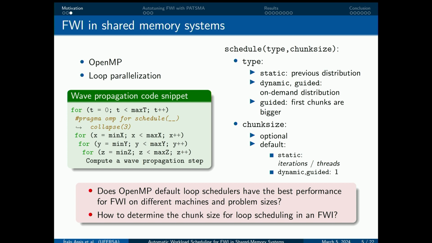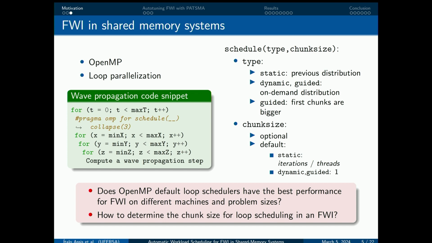The type can be static, meaning that we're going to distribute in round-robin fashion previously through the threads. And dynamic is an on-demand distribution, meaning that when a thread is idle, it's going to take the next block to process. The guided type is basically the same as the dynamic, but the blocks start at bigger sizes, and then it's going to reduce over time.